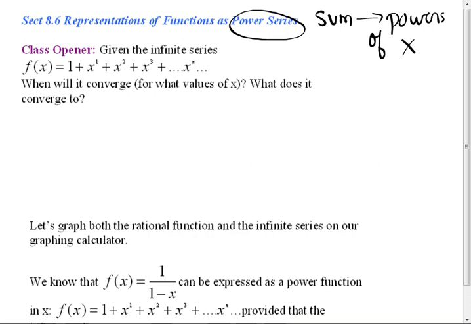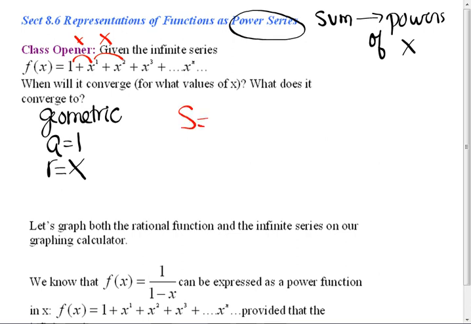There it is. What does it converge to? Well, it only converges when x is a certain value. Hey, Grant, you remember what that is? Do you see that this is geometric? What's A? A is equal to 1. What's R? No, x. How do you find R? It is the number you multiply by to get to the next term. So I'm going to multiply by x here, and I'm going to multiply by x again. That's a geometric series. Okay, and then what's the sum equal to? A over 1 minus R.